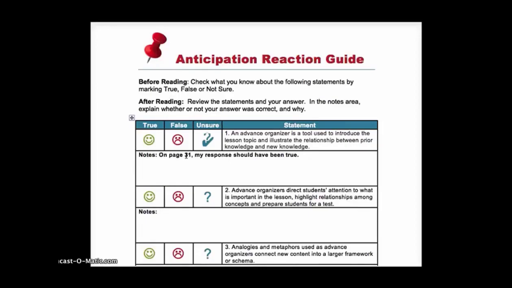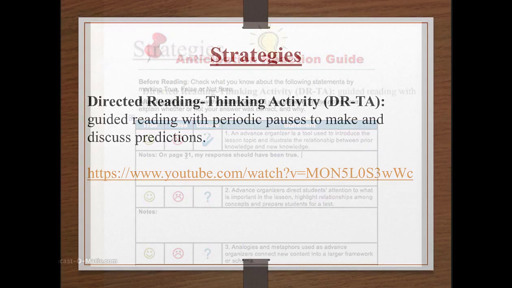Finally, after the students have completed their guides, have them share out in the first 5 minutes of the next class period. That way they can review and verify their responses. Again, this is just a simple, quick strategy to support reading comprehension using an anticipation reaction guide.